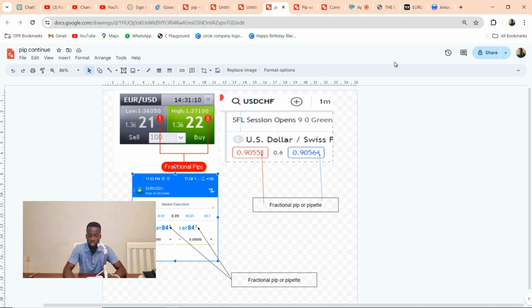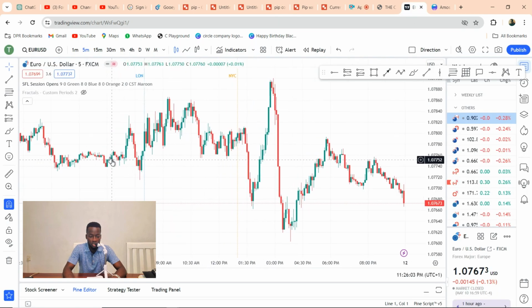Let's open a live chart and show you. This is a chart. You can see this at the top of it. The market has actually closed now. Even though you would have been seeing them moving, they literally don't stay at the point. They will be moving. They will be changing. So yes, that is what a pipette is.